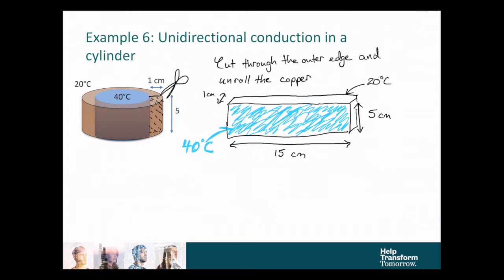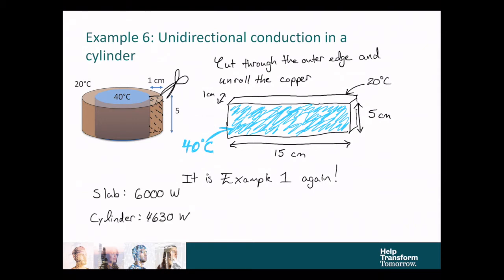Now, if we think about this a little bit, cut open that cylindrical shell and basically uncurl it. And what you have is something that looks a lot like a slab. And the slab is 5 centimeters high, 1 centimeter thick, and 15 centimeters long. Keep the exact same boundary conditions, and this should look familiar. This is exactly the problem that you solved in example 1, a copper slab with heat transferring through, given exactly this geometry and boundary conditions.